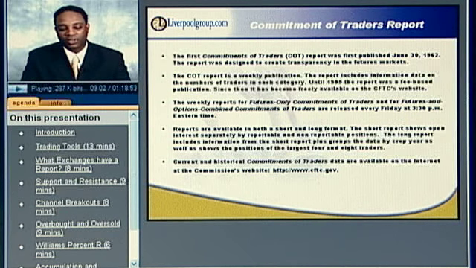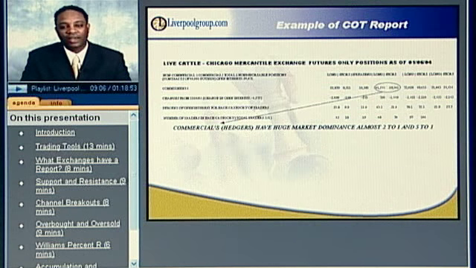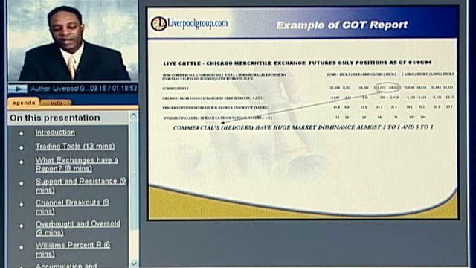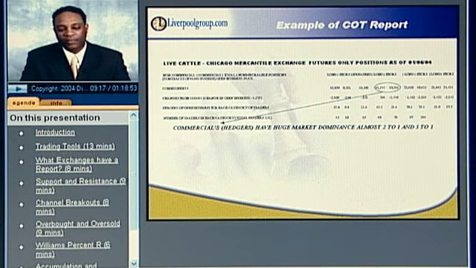You can go to www.cftc.gov to really get this information, and it's very easily accessible, and I suggest you definitely look it up after seeing this video today. Now, this is an example of a short form Commitment of Traders report.